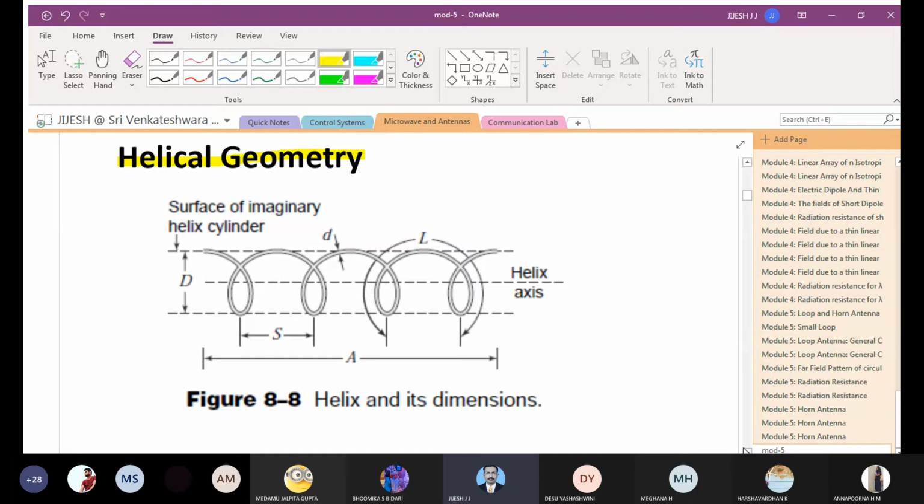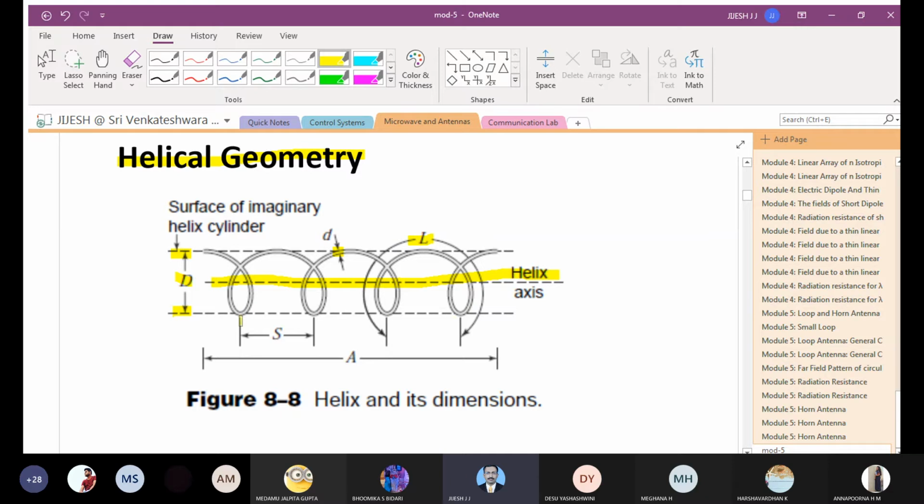So helical geometry is what I was saying. It is something like a spring, where you rotate a wire on top of a pencil or a pen, and you get that entire shape of a helical antenna. That is called helix. Okay, so this axis is called the helix axis. And from here to here you have the D, the diameter D, and the entire length, this one rotation, you can say that it is L.